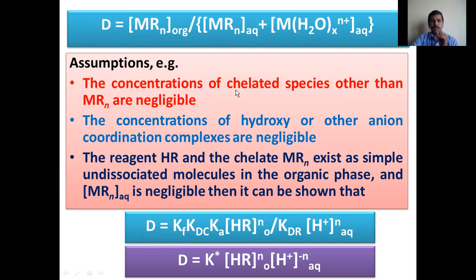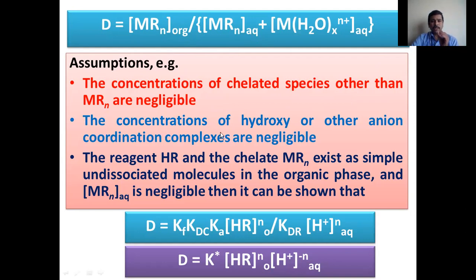Let us assume the concentration of the chelated species other than MRN is negligible. So apart from this MRN, either in the aqueous layer or in the organic layer, other chelated species are absent. Even if they are present, their concentration is very, very less.